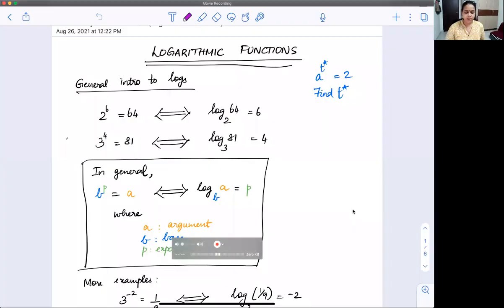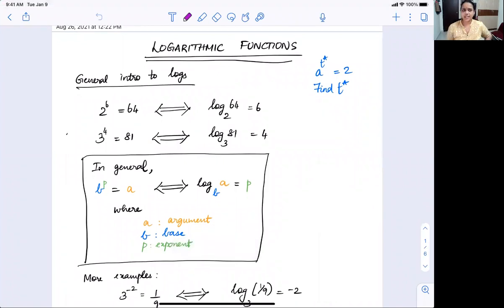Everyone, this video is going to be on logarithmic functions. Towards the end of the exponential functions video, we ended up with an equation that looked like this: a raised to the power t star is 2, and how do we find t star? This is an exponential equation, and to solve it we need the right tools, and that's where logarithmic expressions and logarithmic functions come into play.